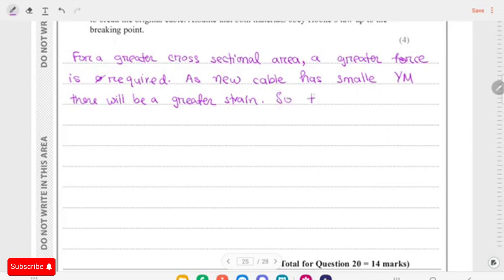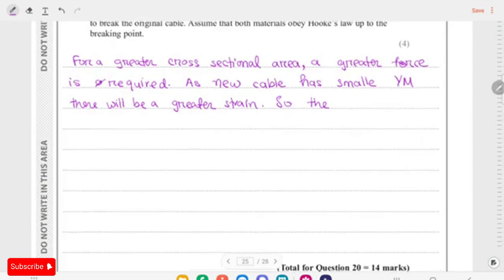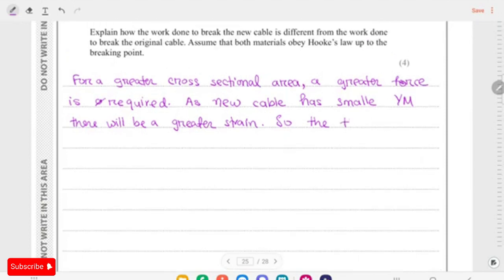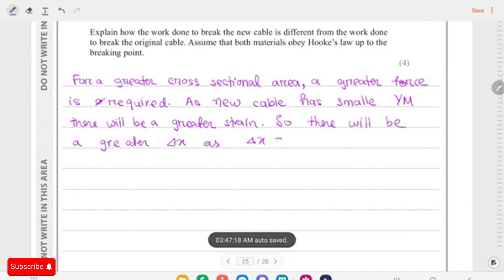So there will be a greater extension, as delta x equals strain times L. If L is constant and strain is increasing, then delta x is also supposed to increase because they are directly proportional, right? So we'll write that length is the same.